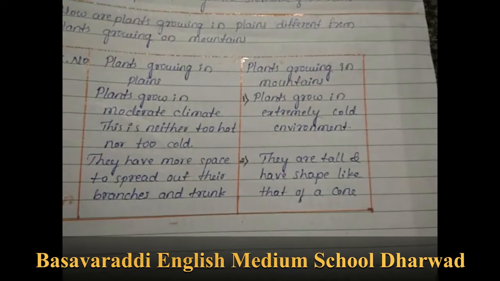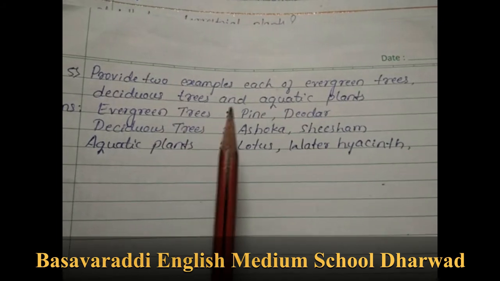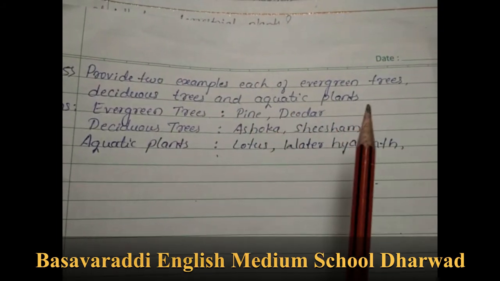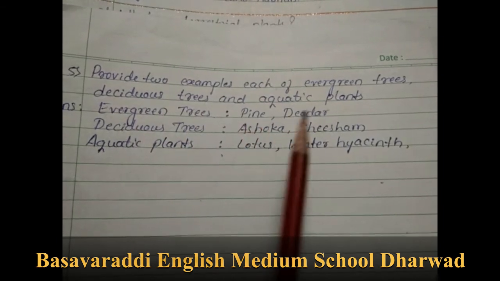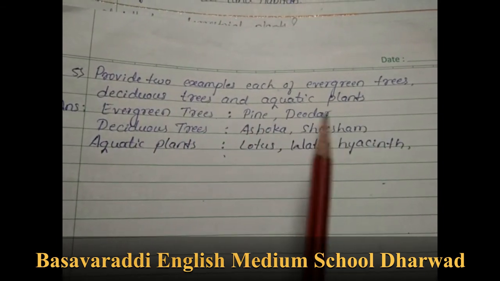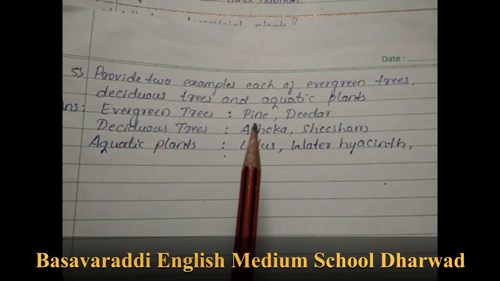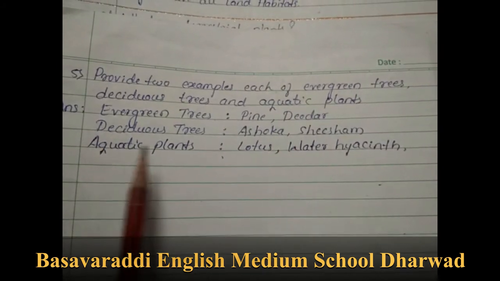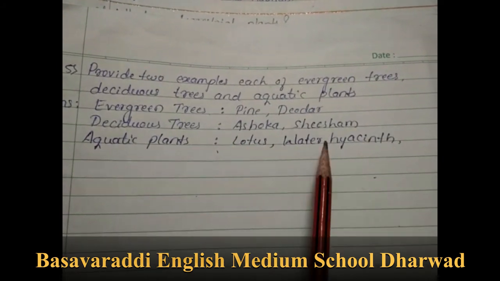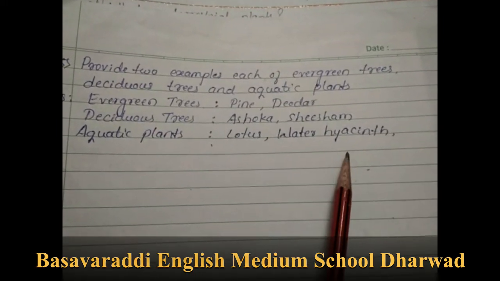The last question, fifth one. Provide two examples each of evergreen trees, deciduous trees and aquatic plants. Evergreen trees: pine, deodar. Deciduous trees: ashoka, sesame. Aquatic plants: lotus, water hyacinth.